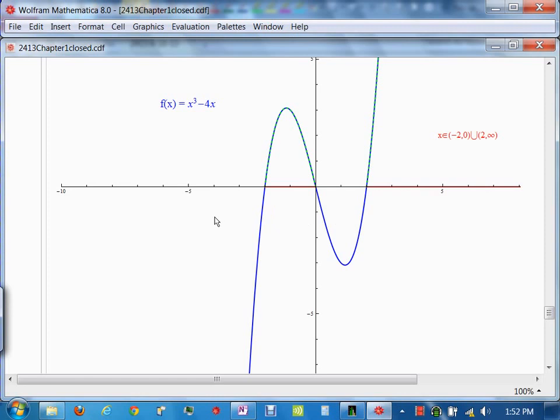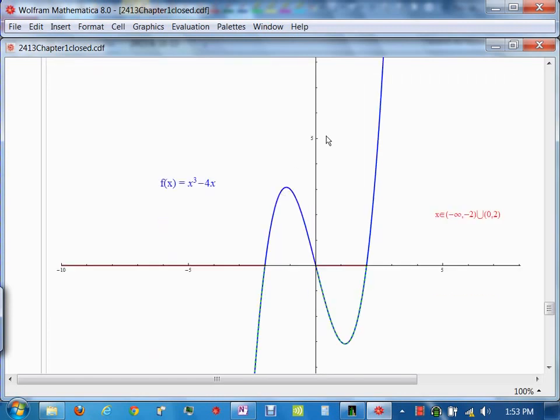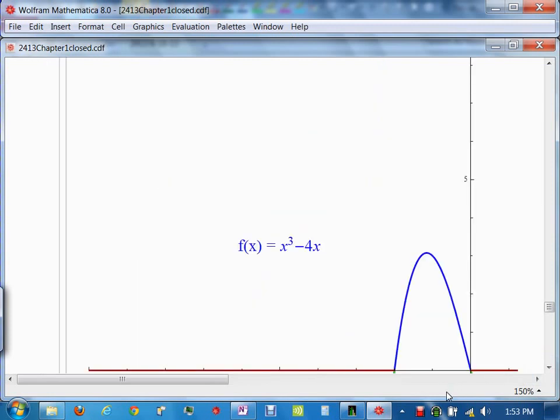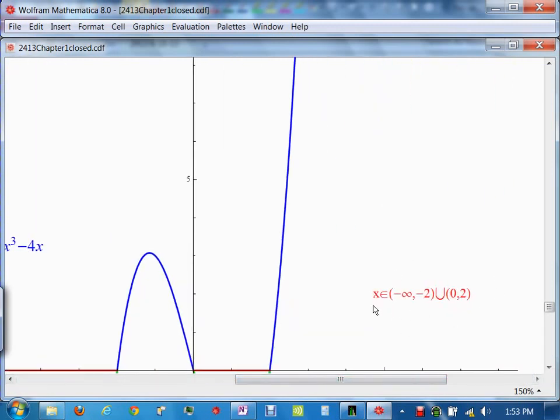All right, well, let's see if you got it. It's negative down here, right? That means to the left of -2. It's also negative between 0 and 2. So this is the correct answer over here. And I'll blow that up a little more too. That should be your answer.